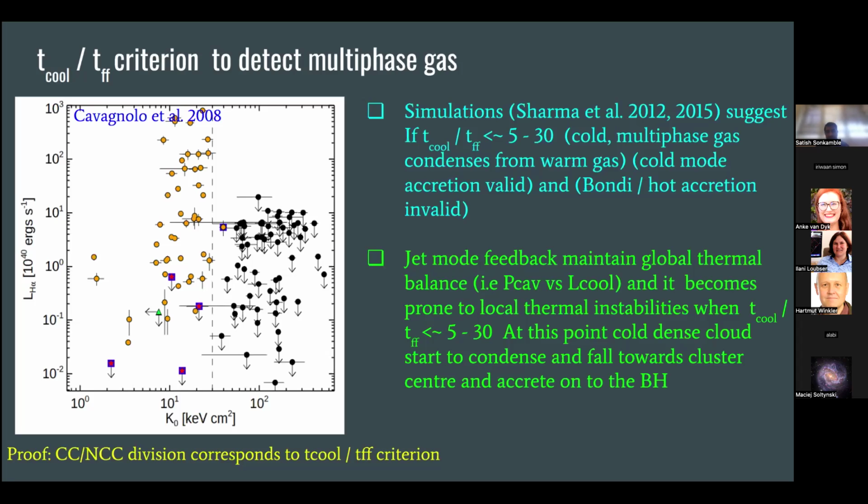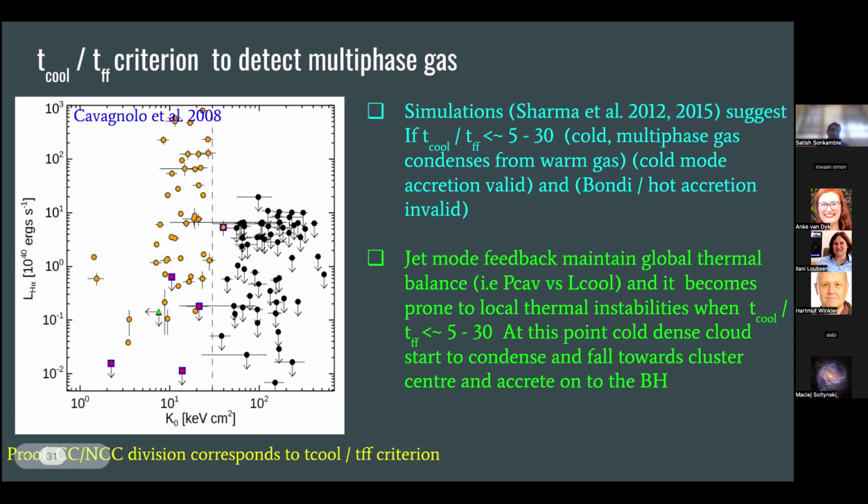In jet mode feedback, the maintenance involves a thermal balance of power of the cavity, shown by the P cavity versus L cool plot, and it becomes prone to local thermal instability when this ratio reaches below 30. At this point, cold dense gas starts to condense and fall towards the cluster center and is accreted onto the supermassive black hole, and that starts the chaotic cold accretion mode. This is also seen in the observations.